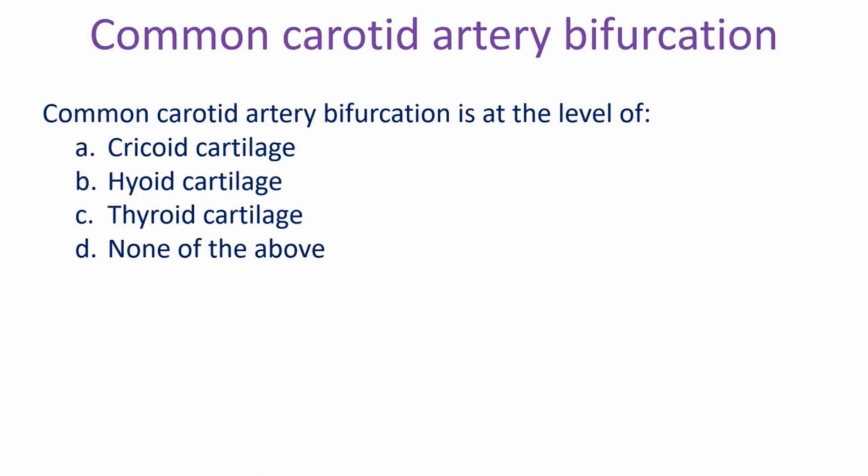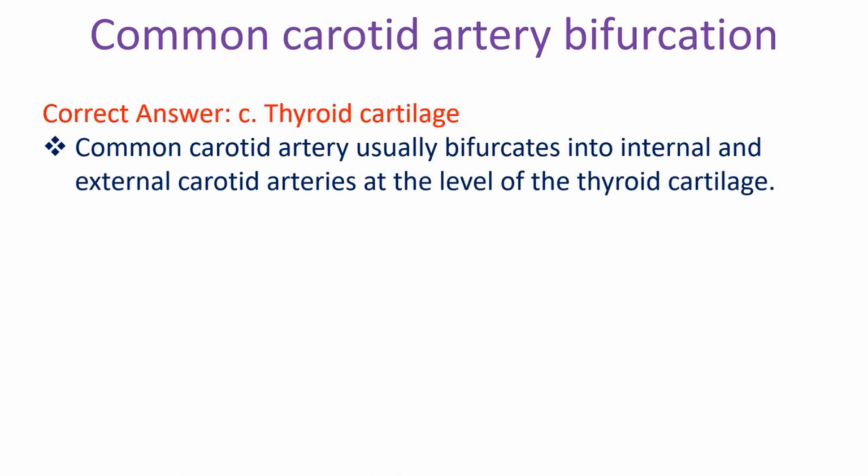Common carotid artery bifurcation is at the level of A. cricoid cartilage, B. hyoid cartilage, C. thyroid cartilage, D. none of the above. Correct answer C. thyroid cartilage. Common carotid artery usually bifurcates into internal and external carotid arteries at the level of the thyroid cartilage.